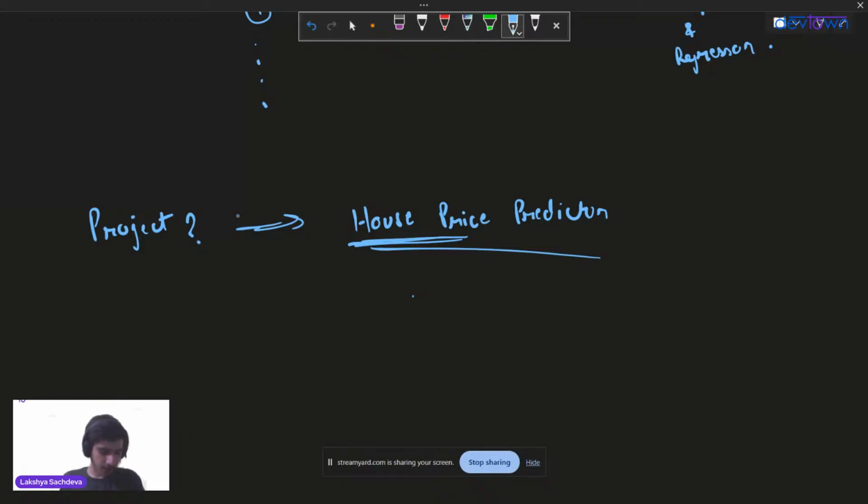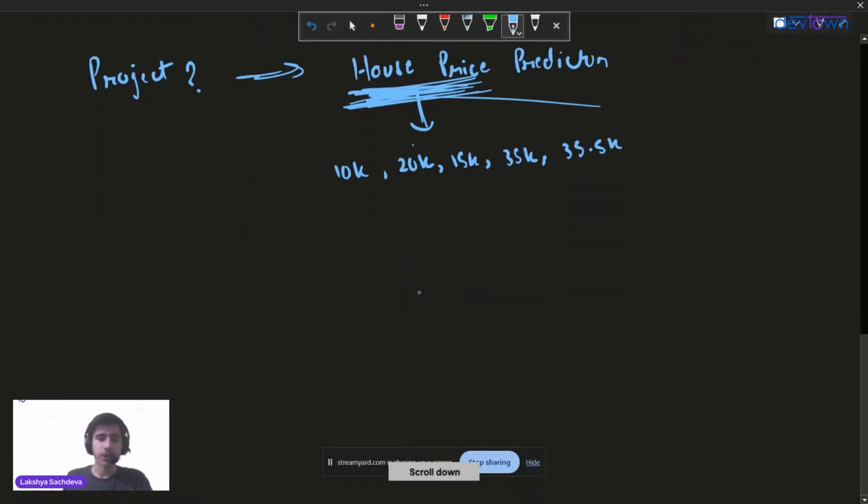Great. So next thing, we are going to predict the house price. Sir, the house price value can be anything. Suppose I am saying 10K or 20K or 15K or 35K or say 35.5K. So the house price can be any value, right? There is no fixed value in house price. So this house price predictor lies under regression.